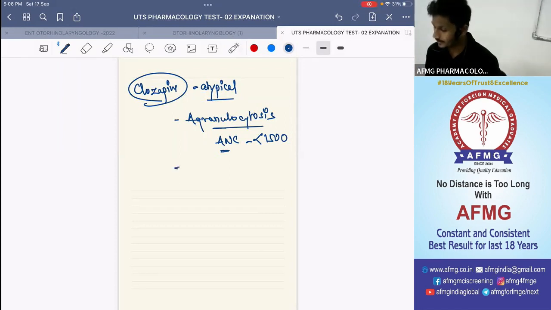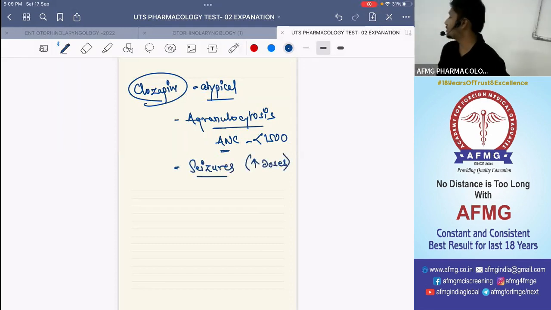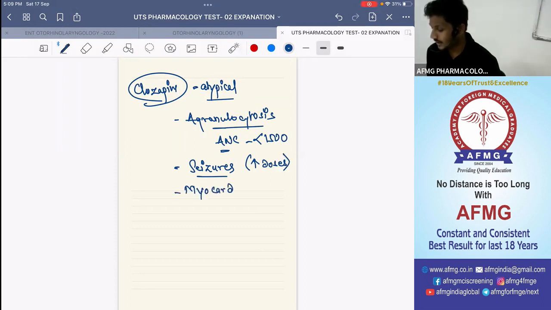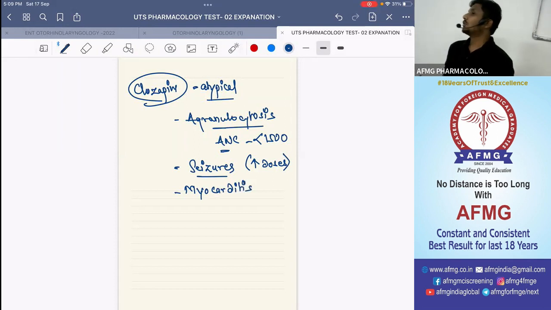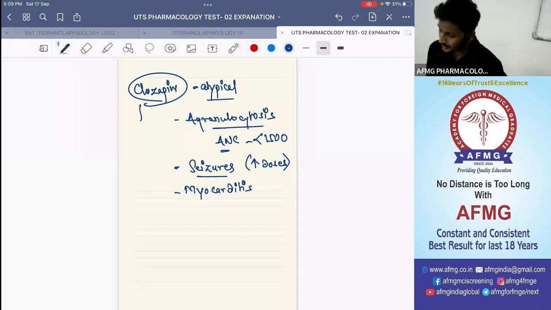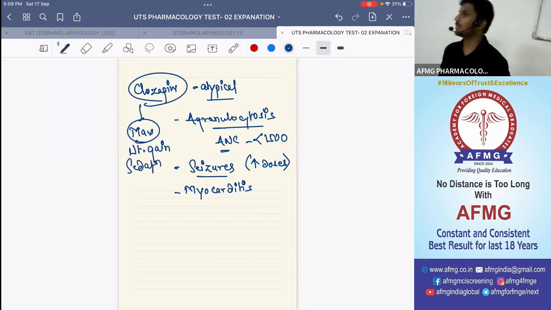Apart from that, please remember it also leads to a dose-dependent side effect which only occurs at high doses, and that is seizures. And third important, it can also lead to myocarditis. Okay? No issues till here. And clozapine is the atypical antipsychotic which has maximum chances of weight gain and sedation. So if they ask you among the atypical antipsychotics, maximum chances of weight gain and sedation are seen with, answer should be clozapine.